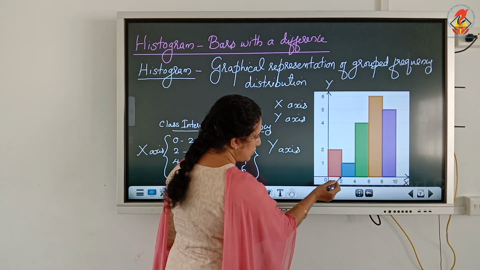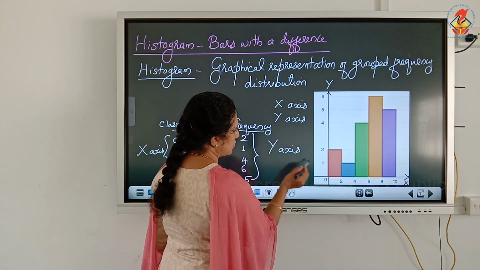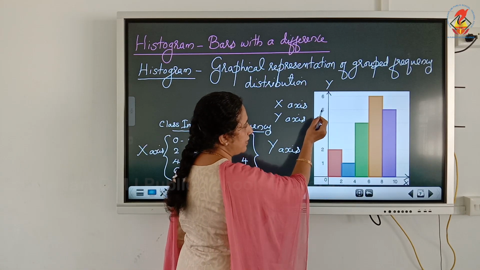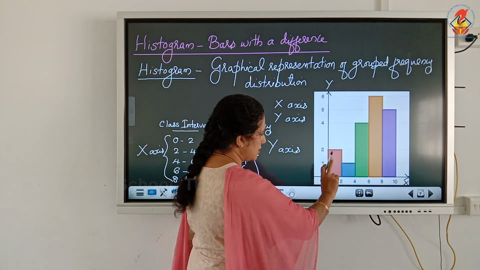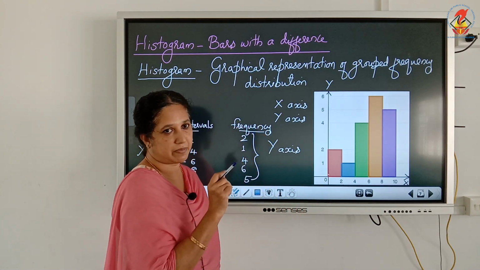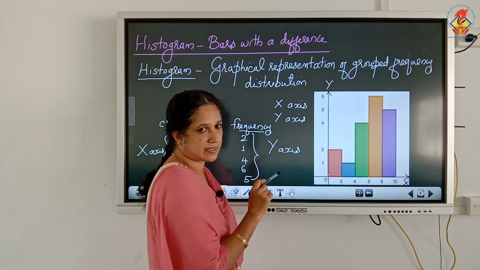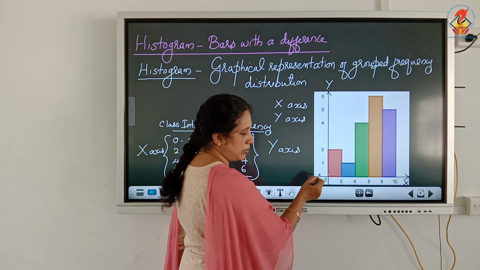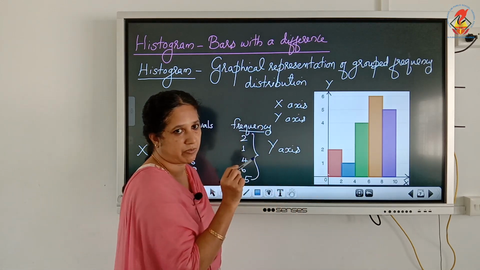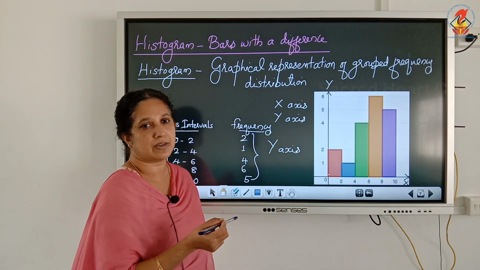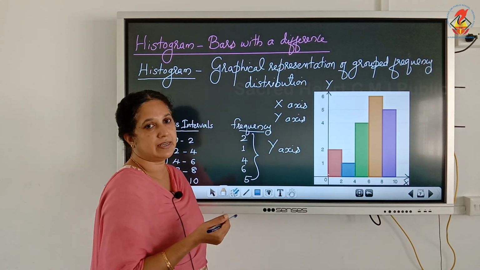Now consider the class interval 0 to 2. The frequency is given as 2. So we have to mention the scale for the y-axis. Suppose this 1 square box is taken as 1 centimeter or 1 unit, so we can say 1 centimeter is equal to 1. Then 2 centimeters is 2. Therefore the height of the bar corresponds to the frequency of the given class interval.